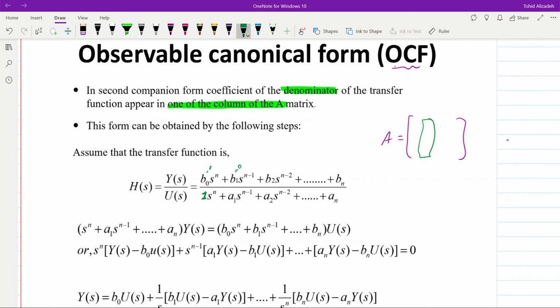Now, we can rewrite this transfer function in this form. The denominator multiplied by y of s will be equal to numerator multiplied by u of s. And then we can factorize the expression. We take everything to the left side and factorize it based on the powers of s. So we'll have s to the power of n times y minus b0u, plus s to the power of n minus 1 times a1y minus b1u, and so on, up to anY minus bnU equal to 0.